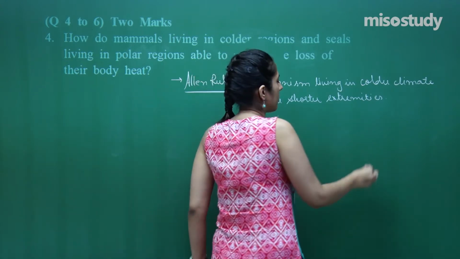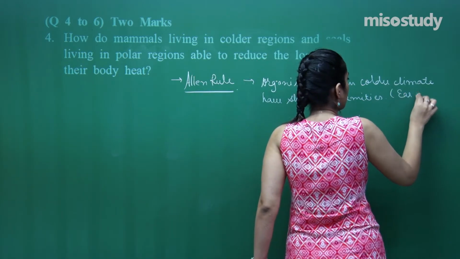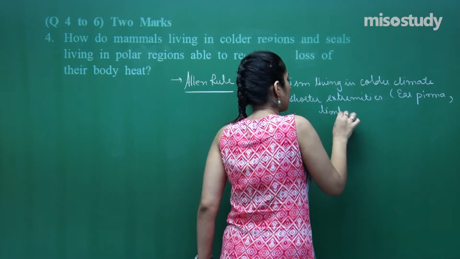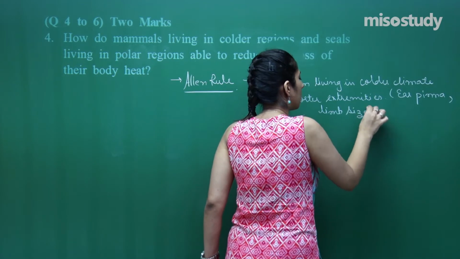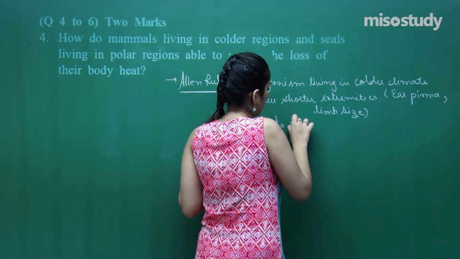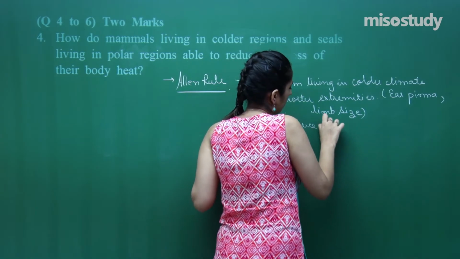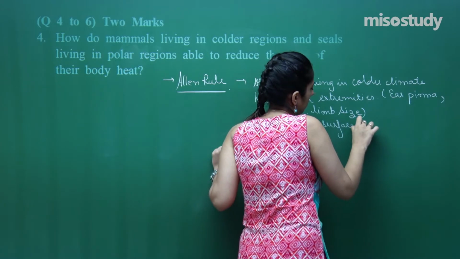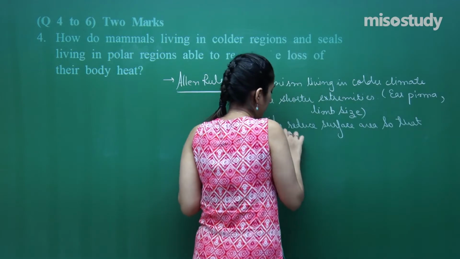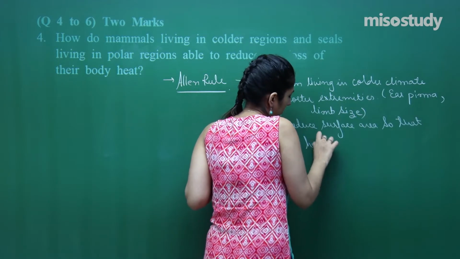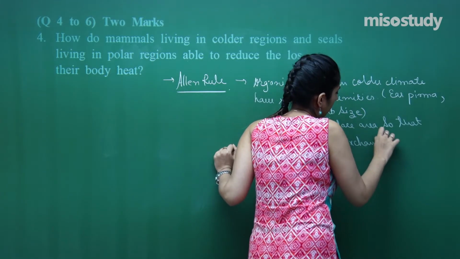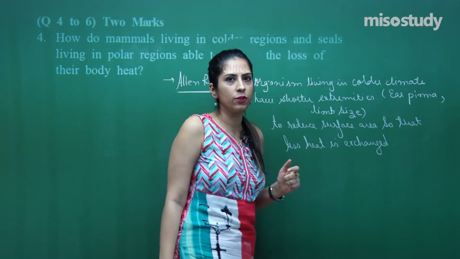Right, such as ear pinna, external ear, such as limb size, right. And what is the reason for that? To reduce surface area, so that less heat is exchanged. This is called Allen's rule, right.